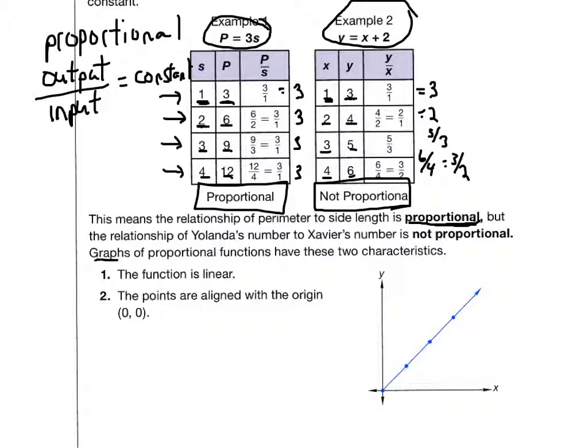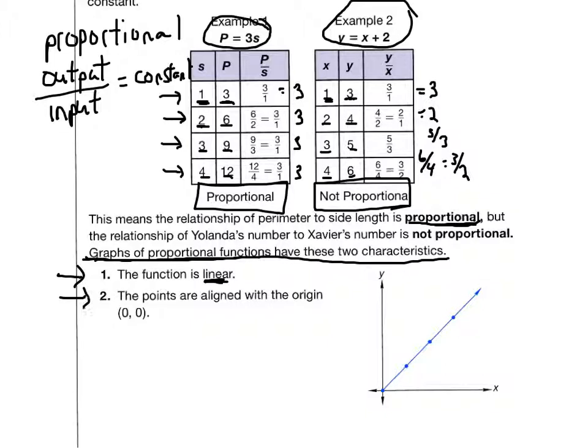All right, graphs of proportional functions have 2 characteristics. This is important, so write this down. Graphs of proportional functions have 2 characteristics. The first characteristic is it has to be linear. In other words, it has to be a line. So when you look at a graph, if it's a straight line, then it could be proportional.